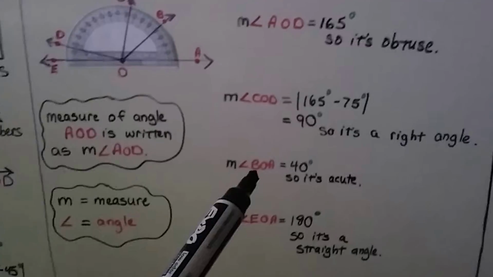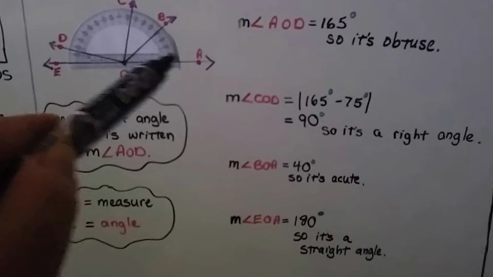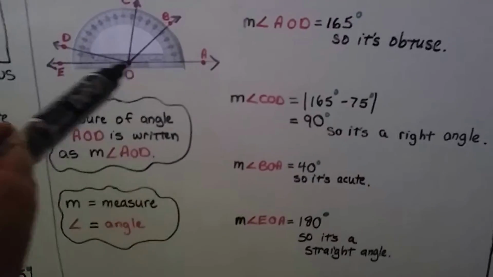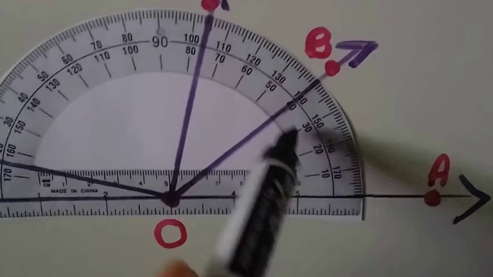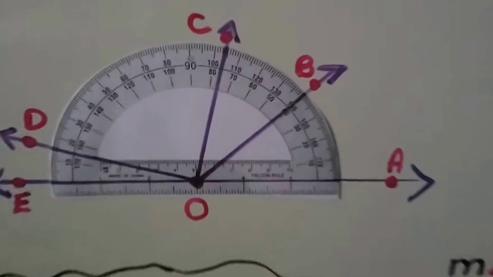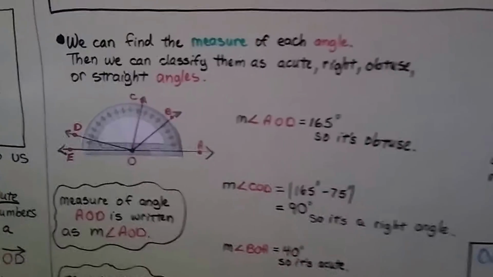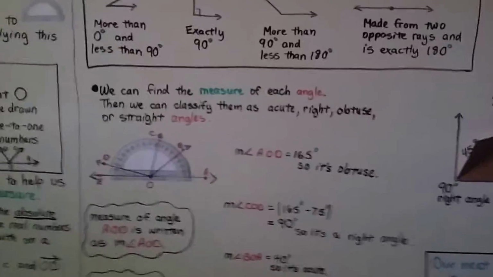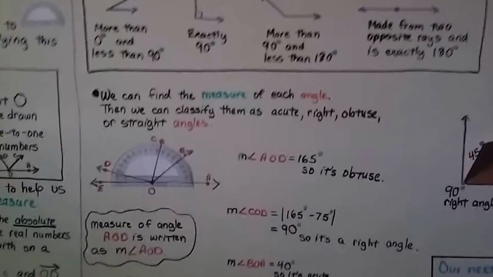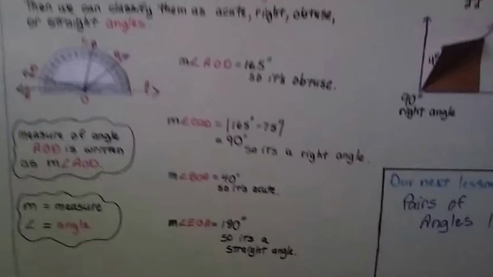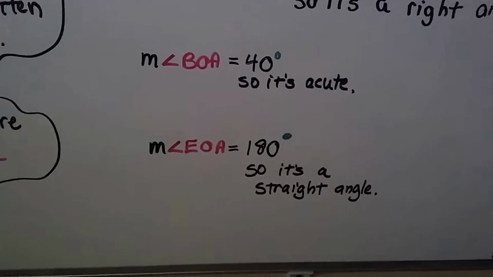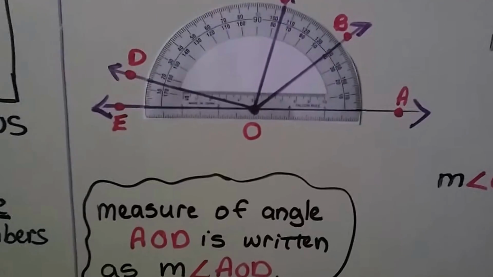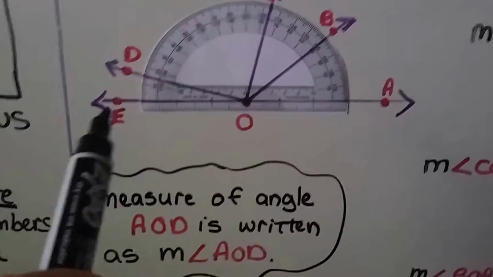The measure of angle BOA, here we have BOA, so it's this one right here. We start with this line A as 0. We look at where the B is, and it is between 30 and 50. It's right on the 40 line, so it's 40 degrees. And by definition, because it's 40 degrees, it's acute. It's more than 0 and less than 90, isn't it? And our last one, the measure of angle EOA, well, that's 180 degrees, so it's a straight angle. We look at EOA, and it's this line along the bottom here. It's this straight angle, okay?